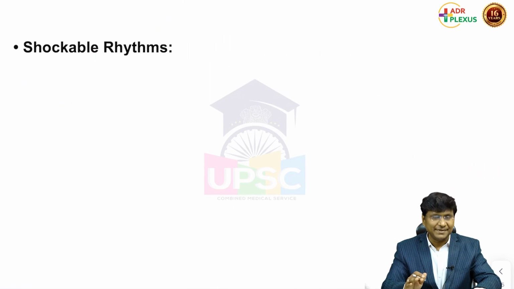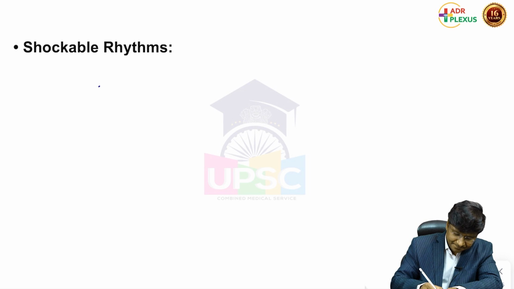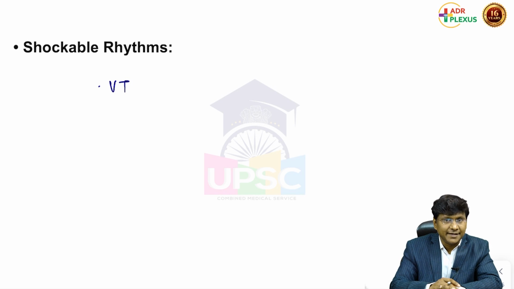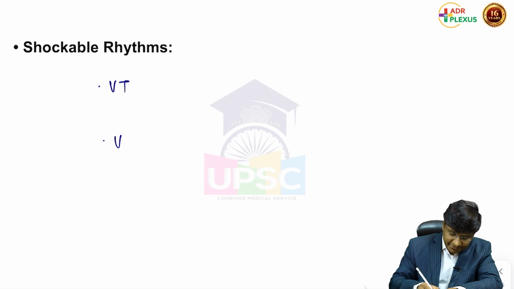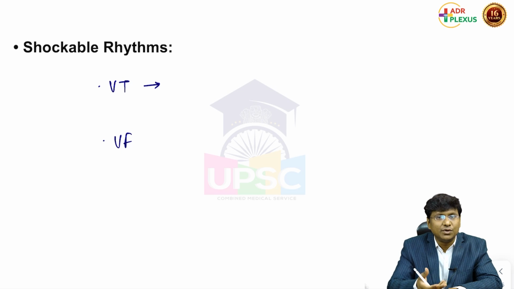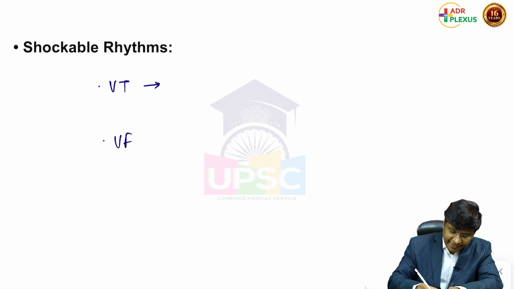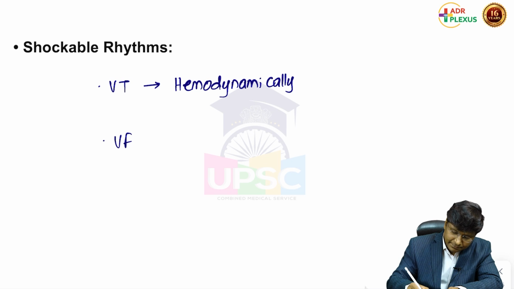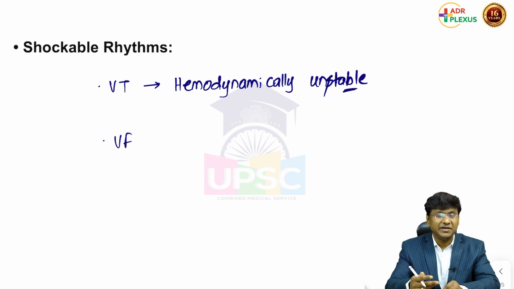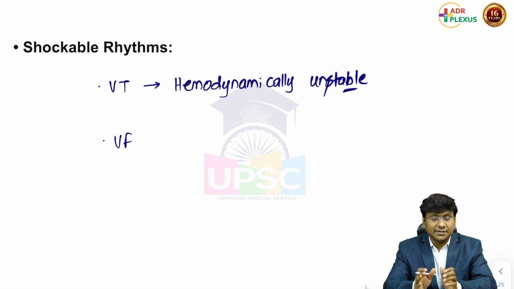Now, let me explain which are your shockable rhythms and which are the non-shockable rhythms. The examples of the shockable rhythms are ventricular tachycardia, right, as well as ventricular fibrillation. When will you give a DC shock in ventricular tachycardia? If the individual is hemodynamically unstable. So it is not for hemodynamically stable VT that you give a shock. It is in case of hemodynamically unstable VT.